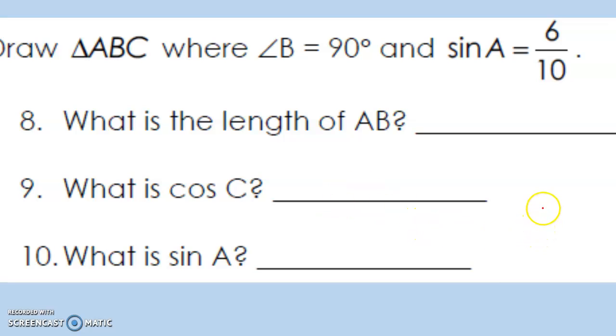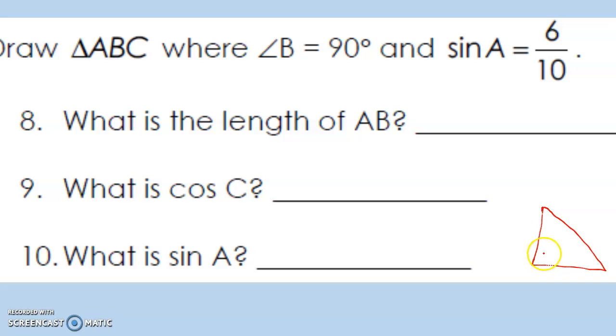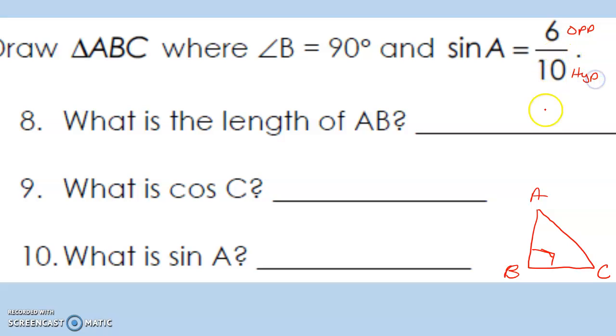Okay, let's draw a triangle ABC, where B is my 90 degree angle. I'm going to make this my B angle, and I'm just going to label A and C. It doesn't matter. You could have done it either way. But remember, sine is opposite over hypotenuse. Sine of A. So if I make that my angle of interest, my opposite is 6, and my hypotenuse is 10.